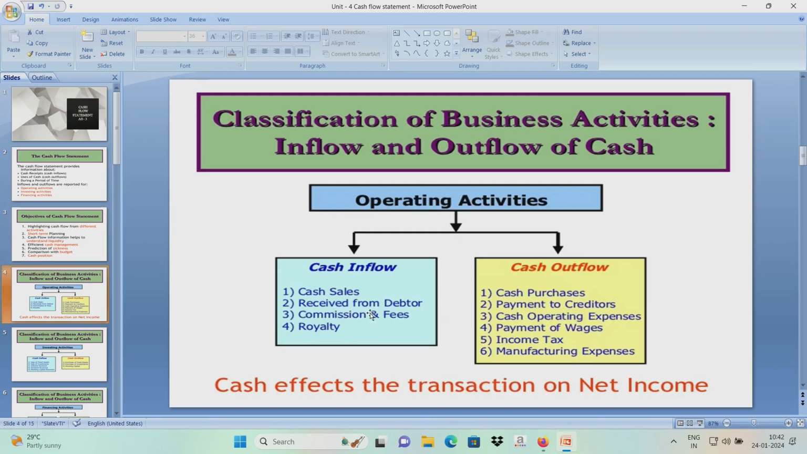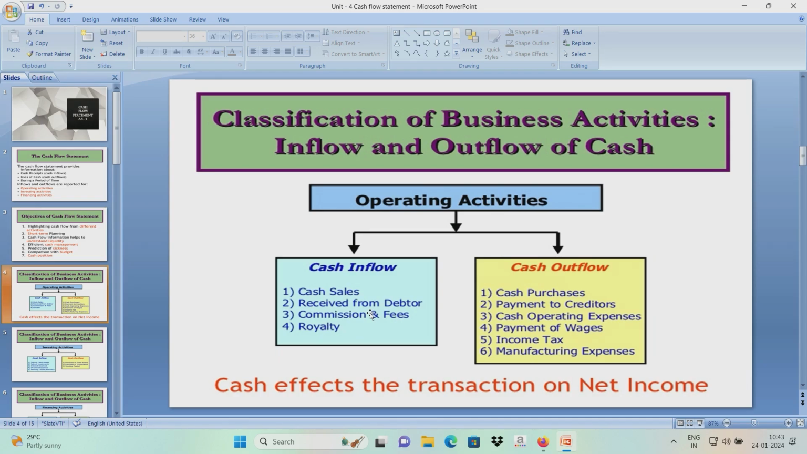Now we are going to see the classification of business activities of inflows and outflows of cash. Three activities are involved. Under that, we first see the operating activities. Under operating activities, we need to ascertain cash inflows and cash outflows. The cash inflows are cash sales, amount received from debtors, commission received, any fees received, brokerage, and royalty. Whatever cash comes into the organization in these ways is called cash inflows.